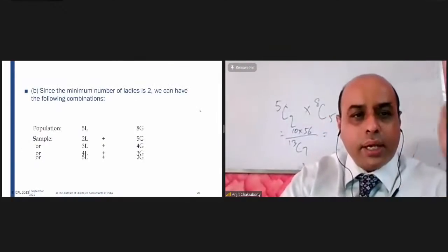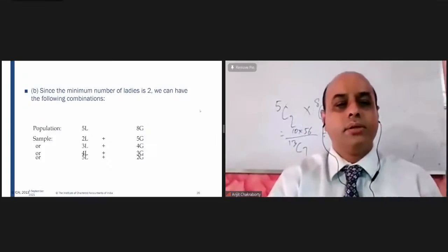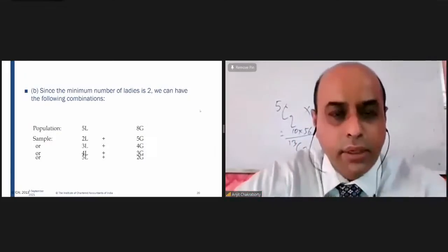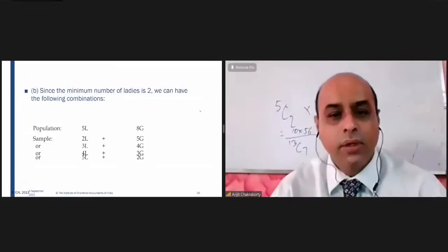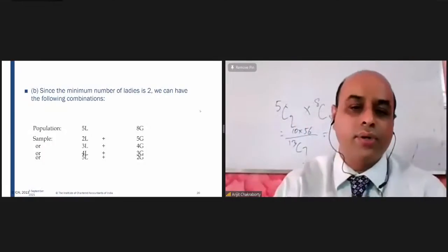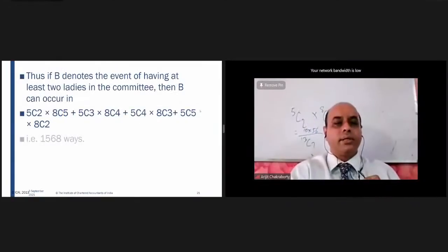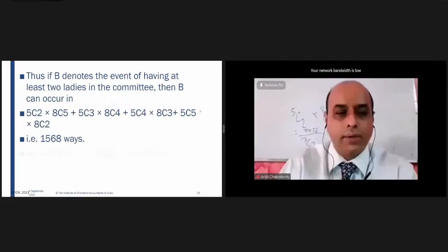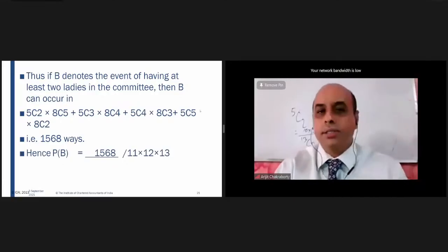Now, if there are at least 2 ladies, that also we can solve. At least 2 ladies means the sample can be 2 ladies, 5 gentlemen. At least 2 ladies means more than 2 is also possible: 3 ladies and 4 gentlemen, 4 ladies and 3 gentlemen, or 5 ladies and 2 gentlemen, and you just need to work out the combination. Therefore, you can get it in this way: 5C2 into 8C5 plus 5C3 into 8C4 plus 5C4 into 8C3, all the possible combinations. So you are getting 1568 ways. So the probability comes to 1568 divided by 13C7, and you get the answer.